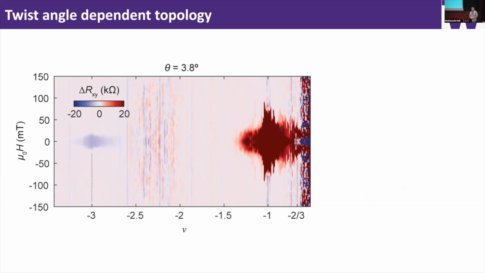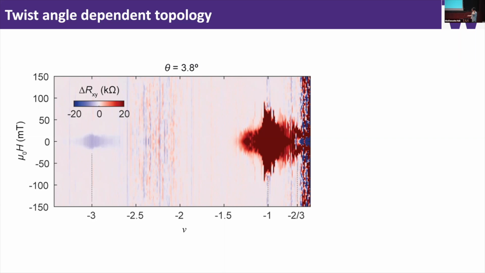Now, let's look at a different sample at a completely different twist angle, 3.8 degrees. Let me just remind you, previously the data I showed you is from 2.6 degrees. Now the data is coming from 3.8 degrees. What I show you here is the residual Rxy, or called delta Rxy, meaning only the hysteretic component of my Rxy, okay? Now by looking at this data, you see there's a very large anomalous Hall signal at filling factor -1, right? That's just my quantum anomalous Hall state.